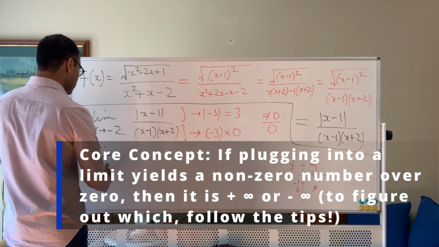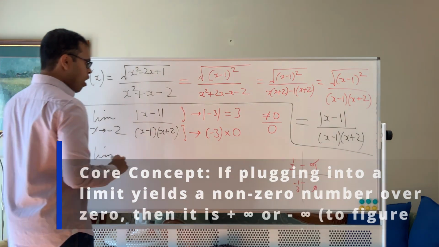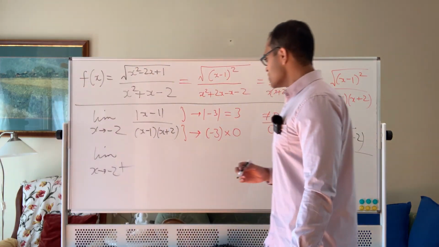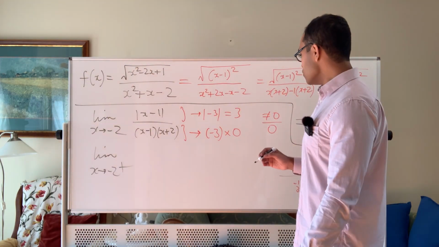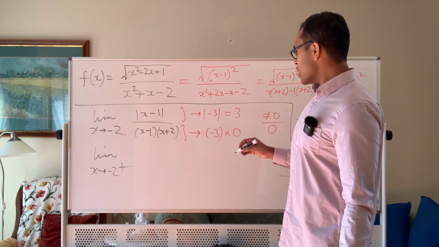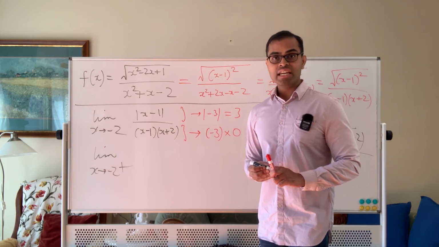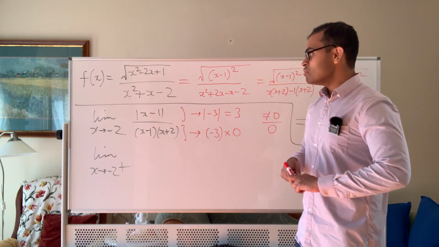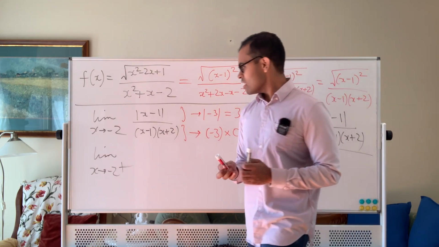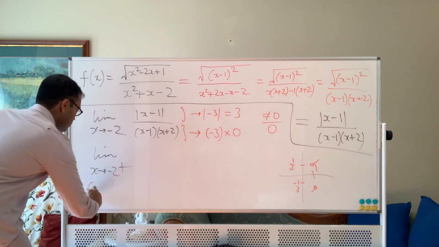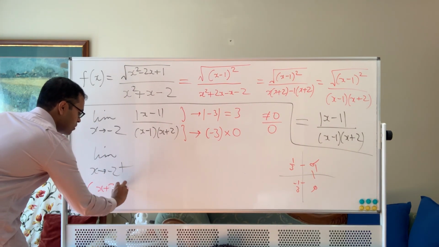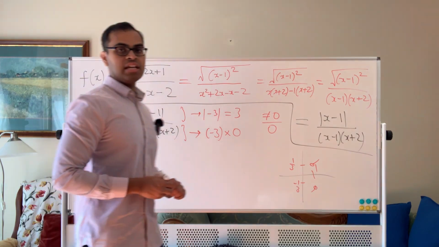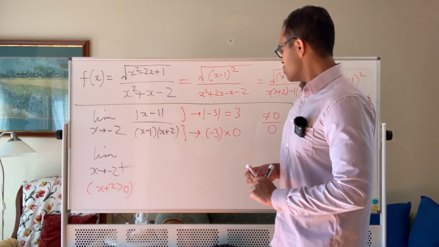Limit as x goes to negative 2 from the right hand side of this expression, absolute value x minus 1 over x minus 1 times x plus 2. Well, what we're going to do is note that as x approaches negative 2 from the right, x plus 2 is going to be a positive number. I'm going to write that out in a little note here. x plus 2 is going to be positive because x is approaching negative 2 from the right of the number line. So you can draw that.